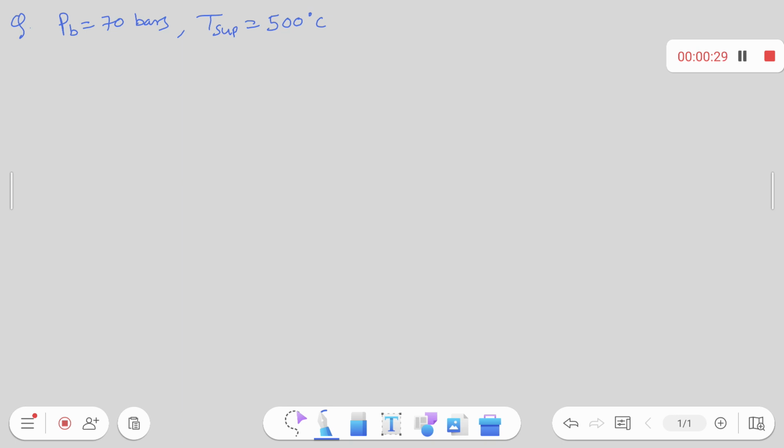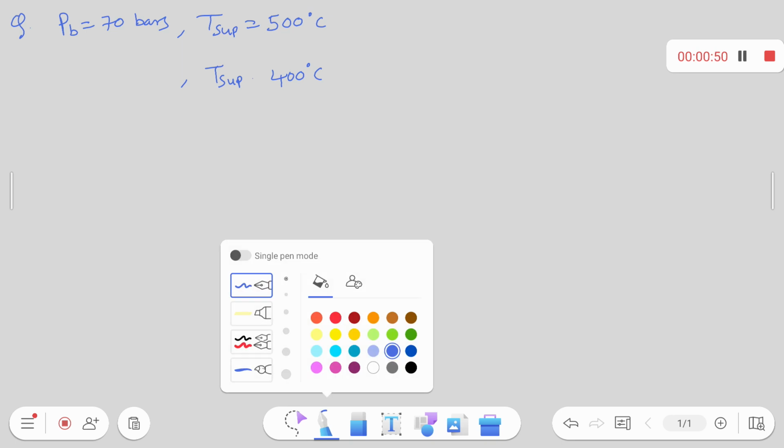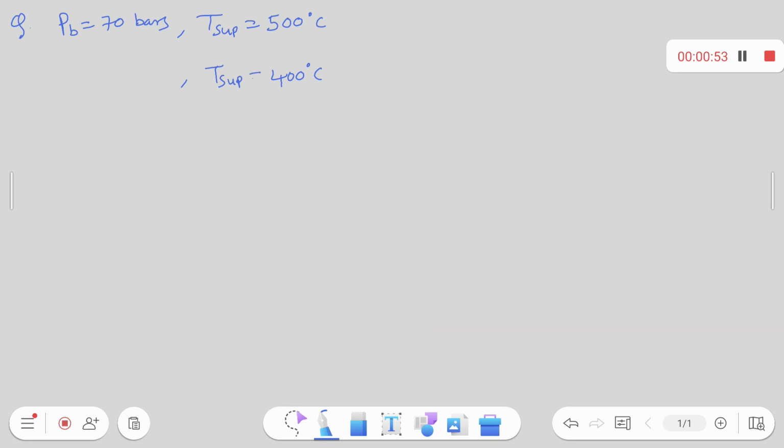The steam is reheated up to 400 degrees centigrade, passing through the reheater, full stop. Expansion after reheating is carried out to condenser pressure.